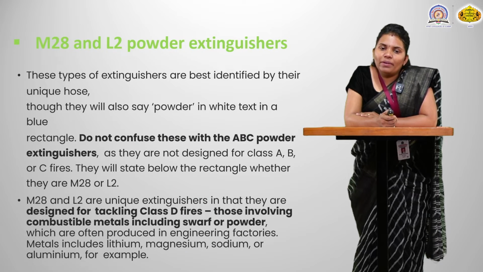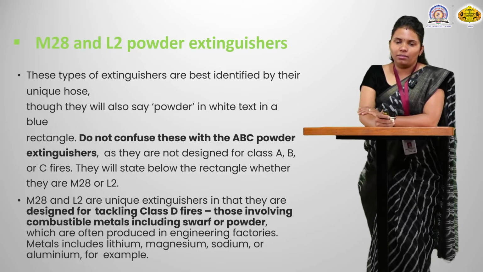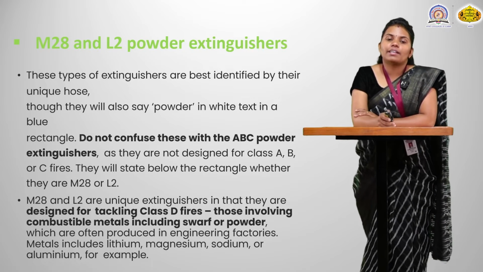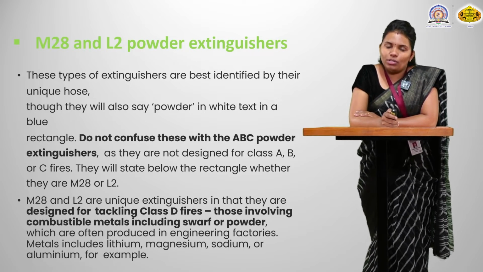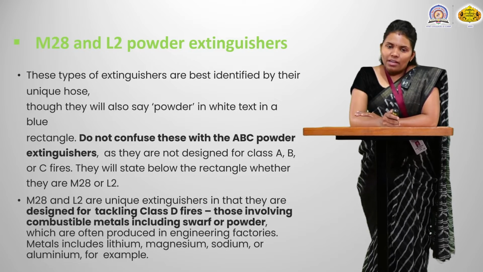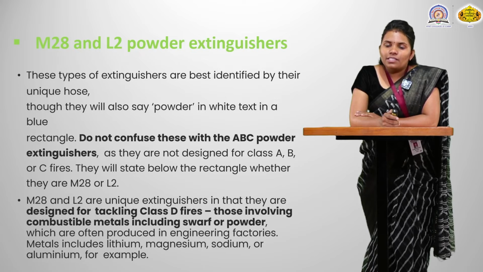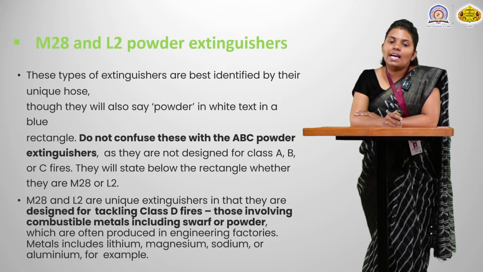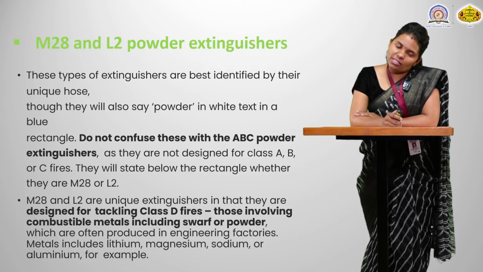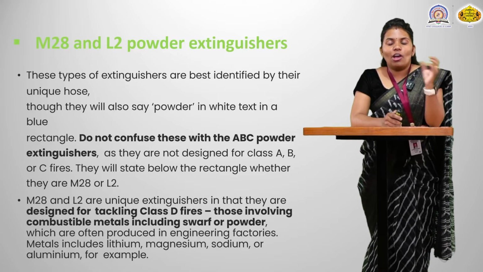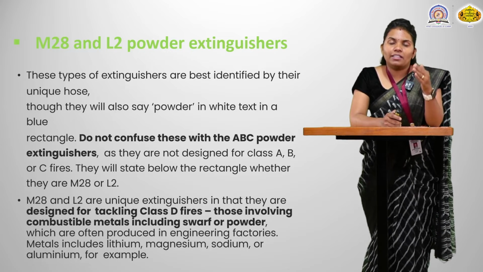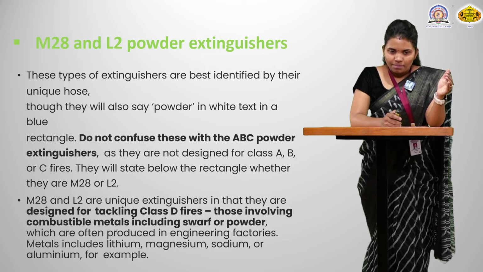Next is the M28 and L2 powder extinguisher. This type of extinguisher is best identified by their unique hose. Though they will also say powder in white text in a blue rectangle, do not confuse this with the ABC powder as they are not designed for class A, B or C. Powder extinguishers or ABC powder are designed for class A, B and C fire.